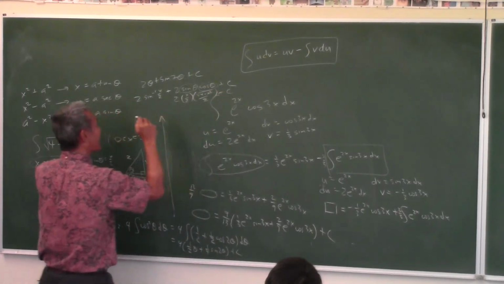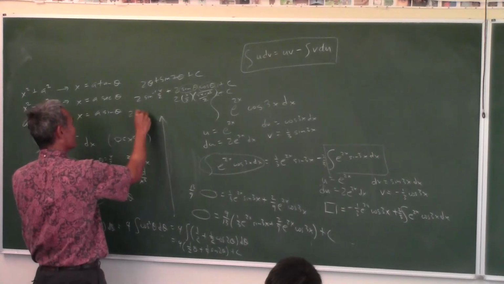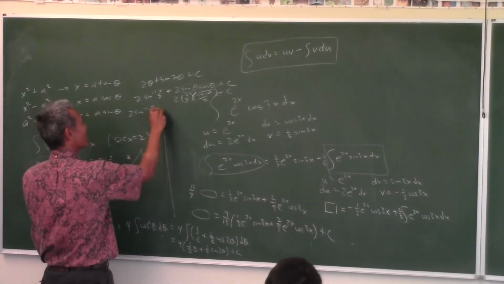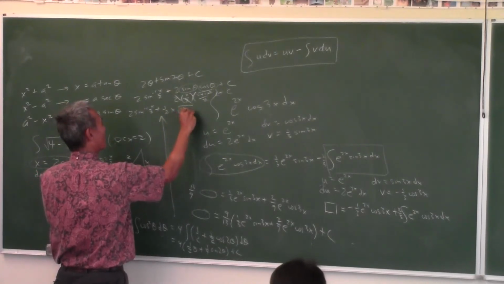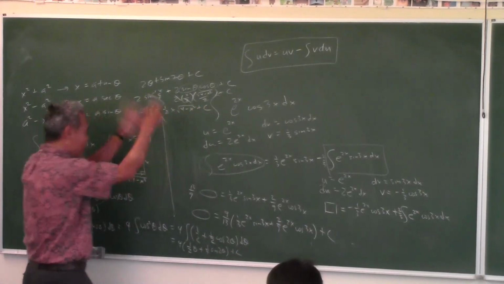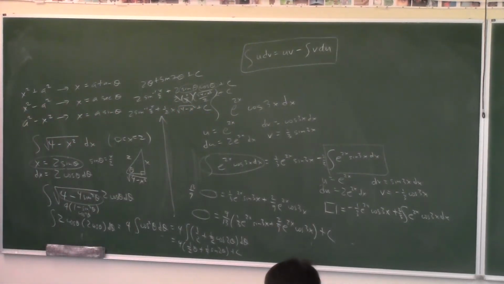So your final answer is going to be 2 sine inverse x over 2 plus, these cancel out, 1/2 x root 4 minus x squared plus C. There you go, that's your answer. Wow, forgot a lot then, huh? That's why we're reviewing.